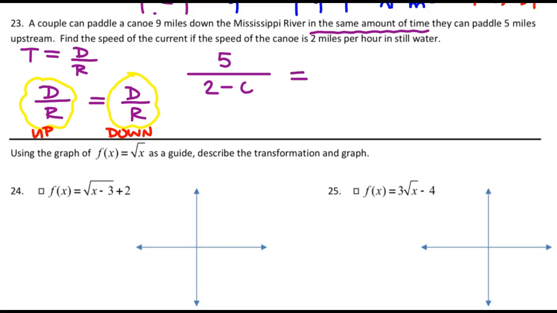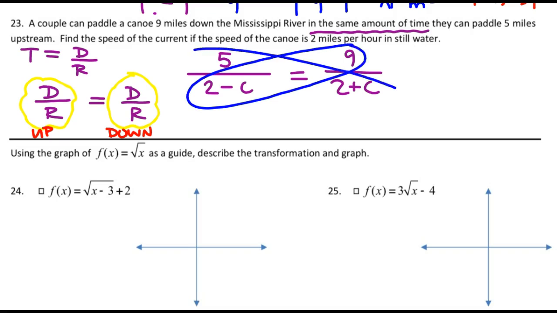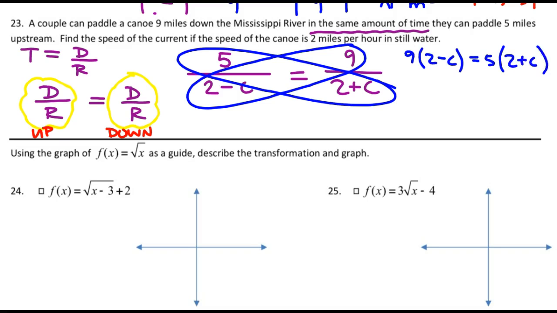And so that equals the 9 miles down the stream at 2 miles an hour in still water plus your current. And so c I'm defining as the current speed. And so now I can cross multiply on this one. I can use my cross products, and I can solve this right up just like this: 9 times (2 minus c) equals 5 times (2 plus c).